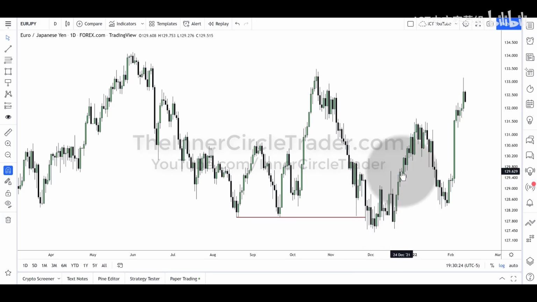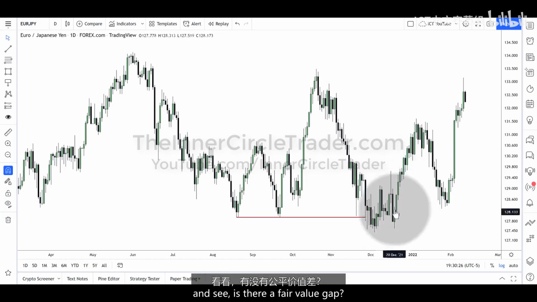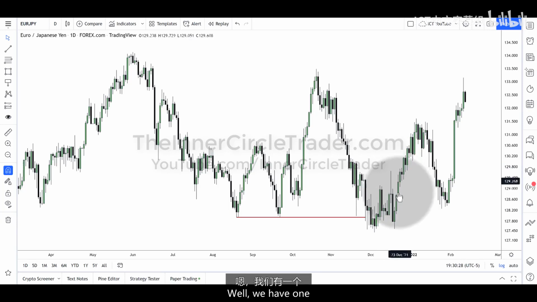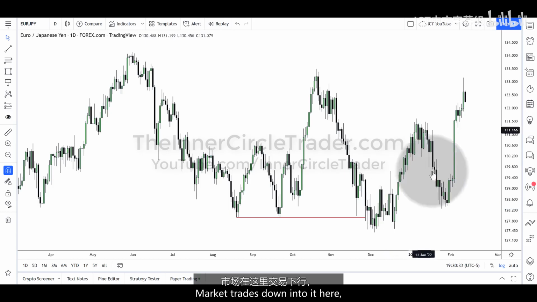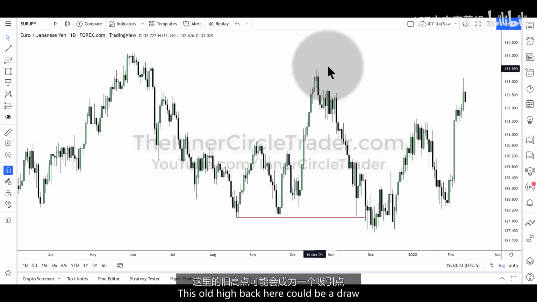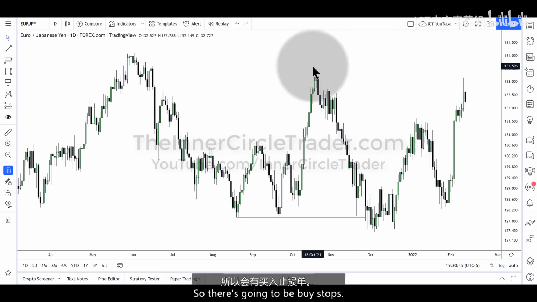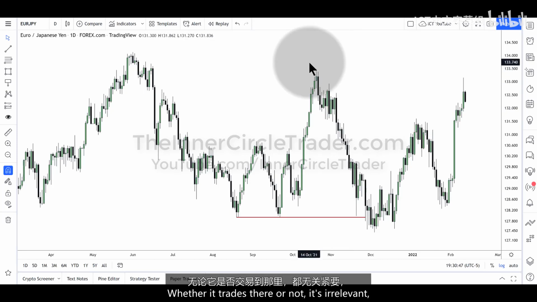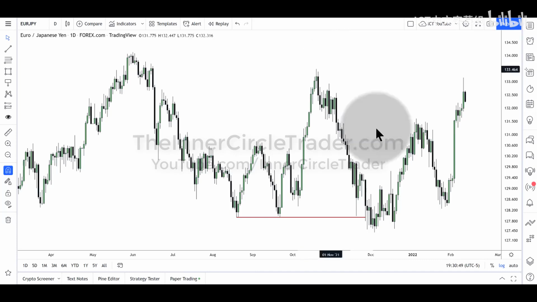you want to go back through that and see, is there a fair value gap? Well, we have 1 and 2. The market trades down into it here, sends it higher. What's above here? Buy side liquidity. This old high back here could be a draw on liquidity as well. So there's going to be buy stops. Whether it trades there or not, it's irrelevant. Okay, it's likely to draw to it.